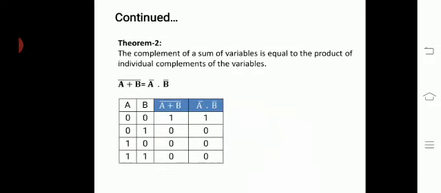Theorem 2. The complement of a sum of variables is equal to the product of individual complements of the variables. Theorem 2 is A plus B whole bar equals A bar into B bar. There are two variables. The below table shows B 0 1 0 1, A 0 0 1 1. A plus B whole bar: 0 plus 0 is 0, inverse is 1. 0 plus 1 is 1, inverse is 0. 1 plus 0 is 1, inverse is 0. 1 plus 1 is 1, inverse is 0. The same as A bar into B bar. Output is the same.